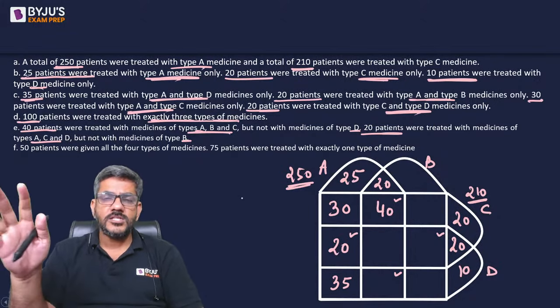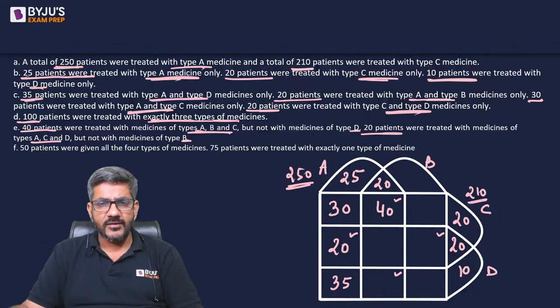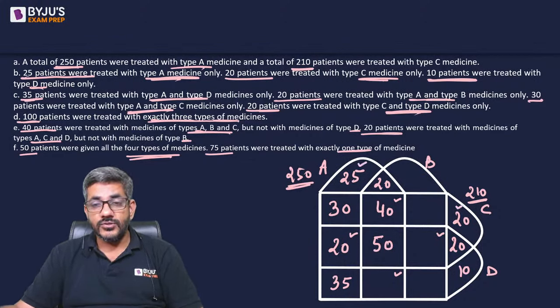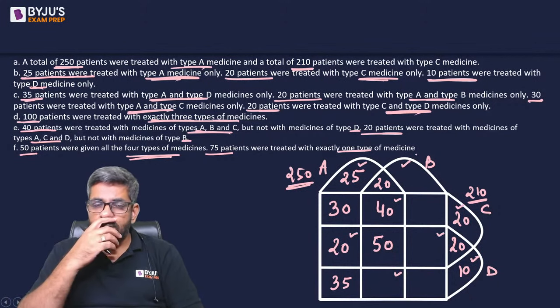यहाँ तो सारी values specific दे रखे हैं. I don't have to calculate any of them. Right? What next? 50 patients were given all 4 types of medicines. So this area is given as 50. And 75 were treated with exactly one type of medicine. Right? Now exactly one वाले area कौन से हैं? 1, 2, 3, and 4. These 4 areas add up to 75.